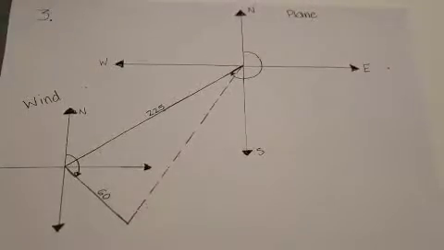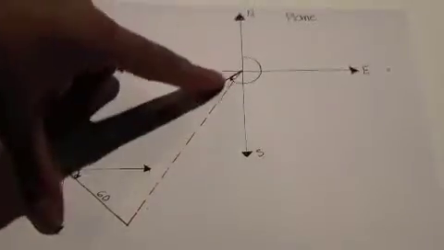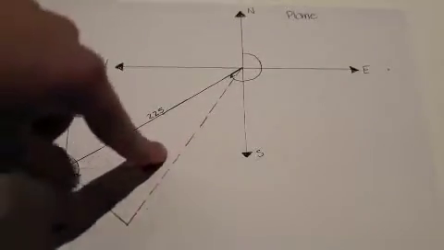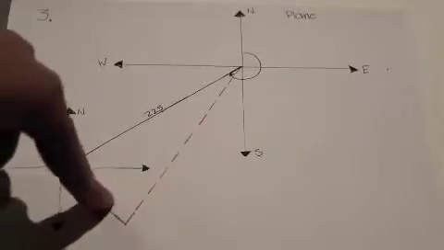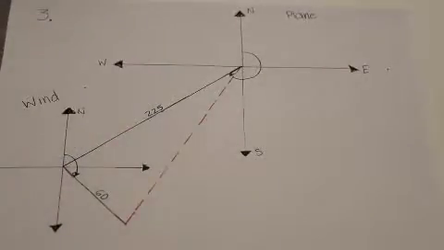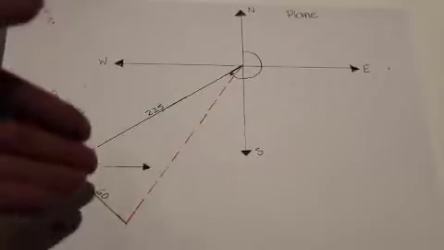Here I have drawn in the third line to make a triangle. The third line is where the plane should end up once you factor in the wind. But we don't know how many feet per hour this is or what bearing it has, so using vectors we are going to figure this out.